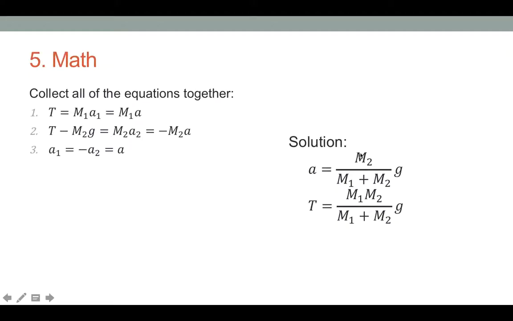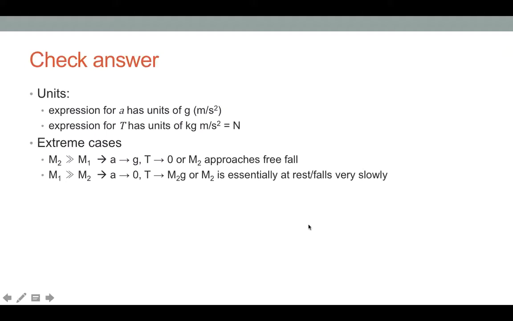Well, looking at this, A is a mass divided by a mass. The kilograms right here will cancel out, so A, in fact, will have the same units as g, which means it'll have the units of acceleration. Tension will have the units of kilograms times kilograms divided by kilograms, so that will give me kilograms times g, which is a unit of force. So we do, in fact, have the correct units for our two expressions.